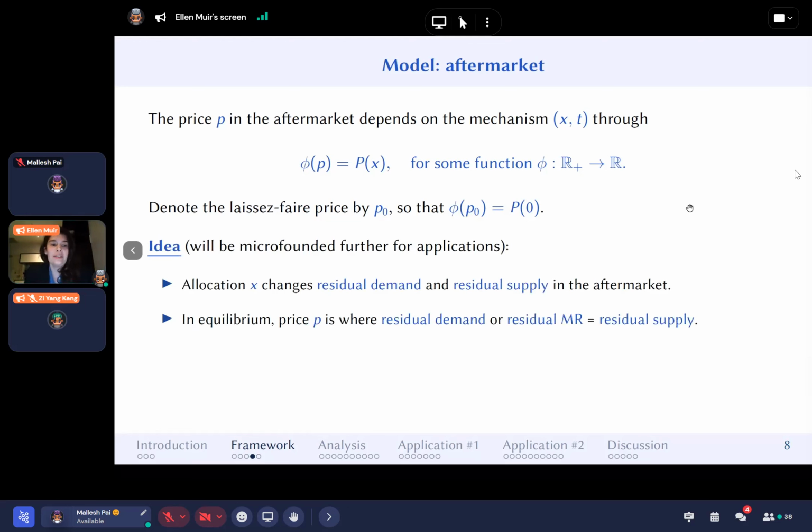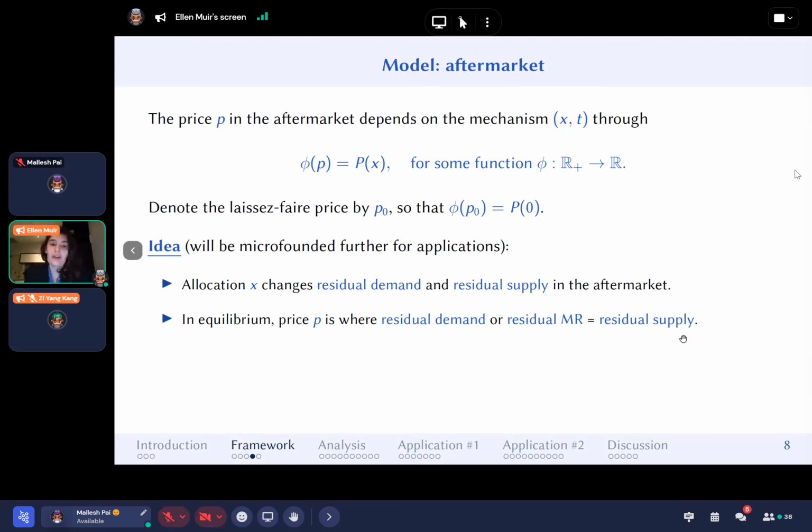And the idea, and this is going to be micro-founded further in the applications that Ziyang is going to present, is that the allocation X basically changes residual demand and supply in the aftermarket, and in equilibrium, the price in the aftermarket is going to be where residual demand, residual marginal revenue, is equal to residual supply.